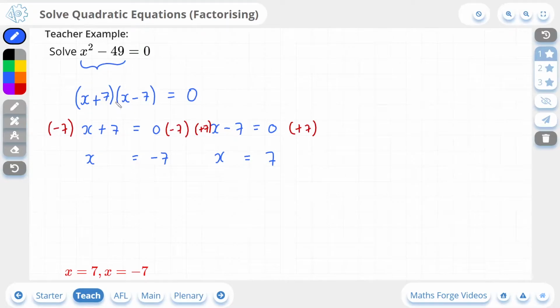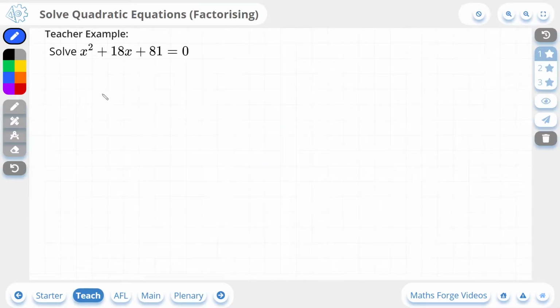If the factorization of the difference of two squares didn't make sense to you, check out the lesson on factorizing quadratics. We'll do another one.